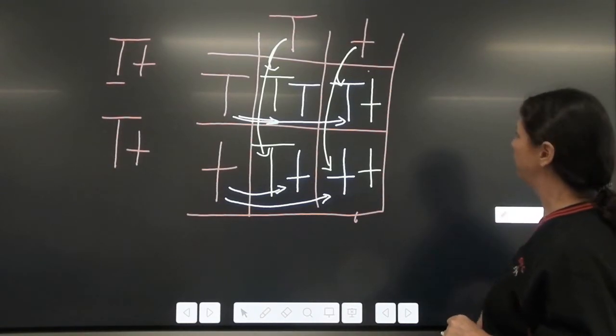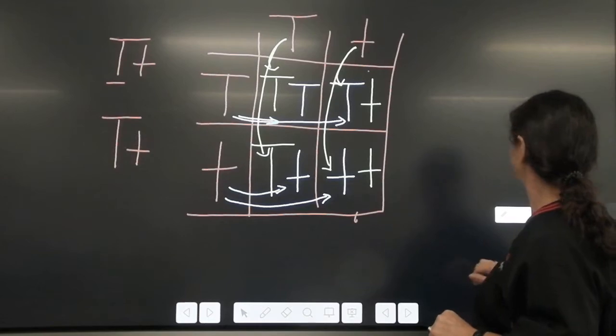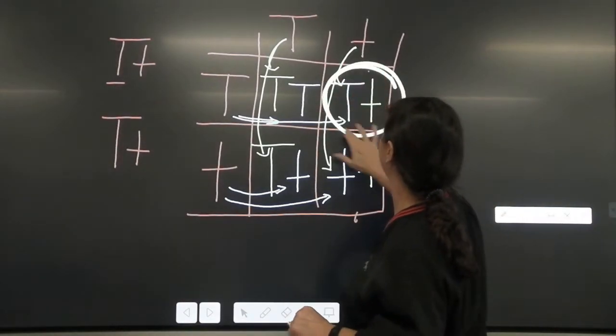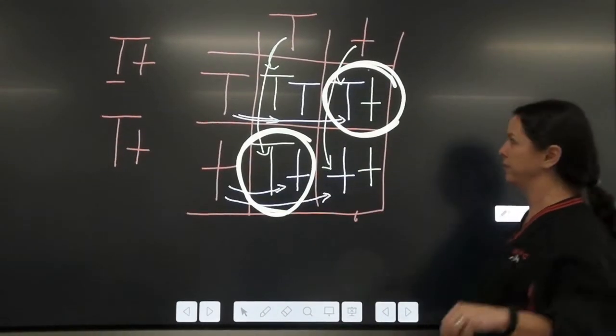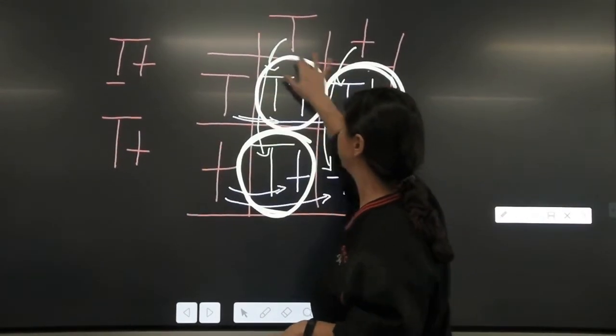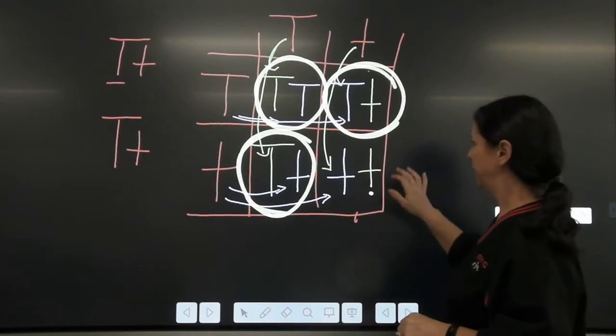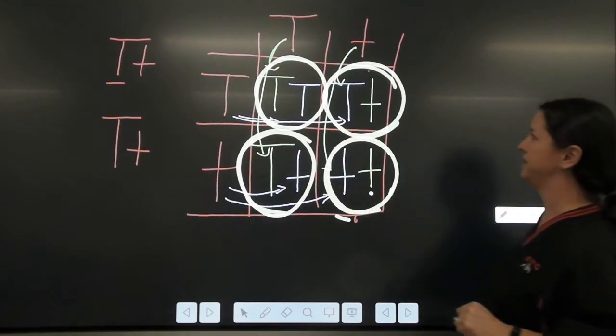And so what you end up with is heterozygous, two of them, homozygous dominant, and homozygous recessive.